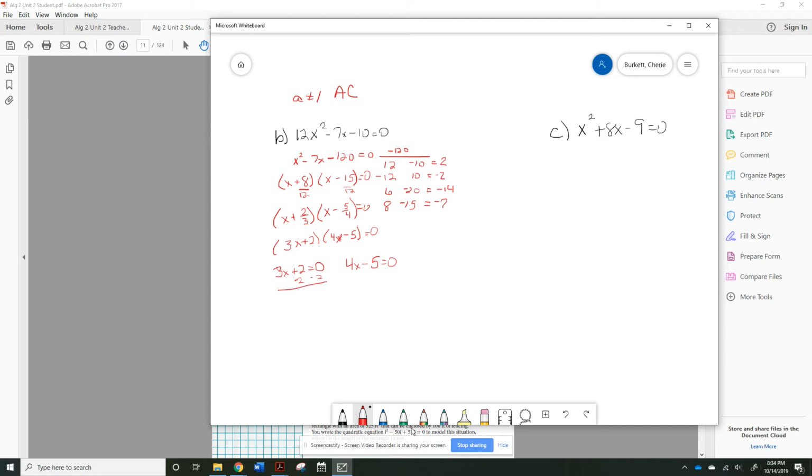Subtract 2, divide by 3. So x would equal negative 2/3. Add 5. 4x is equal to 5. Well, that should be a negative 2/3. Divide by 4, divide by 4.